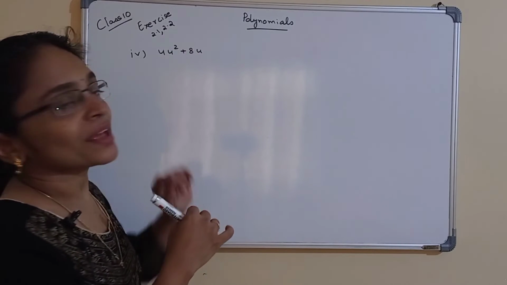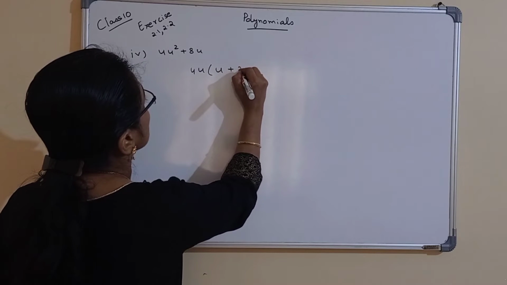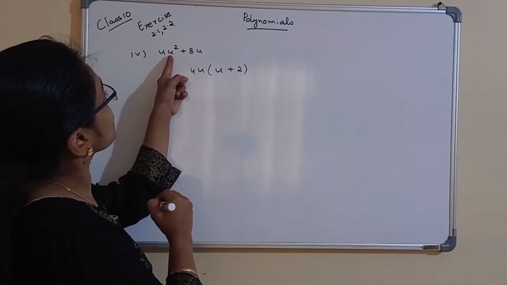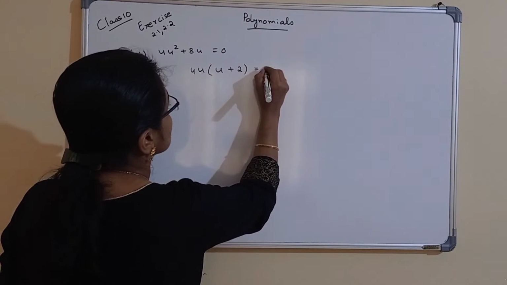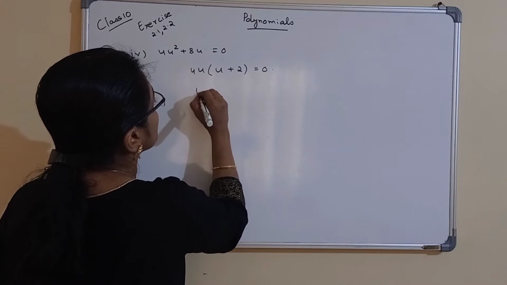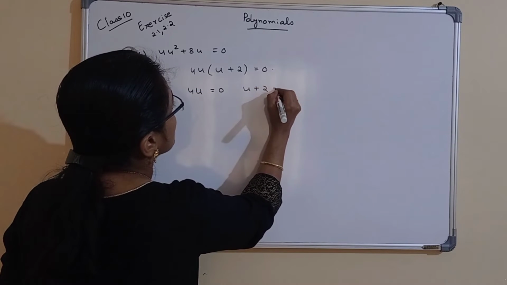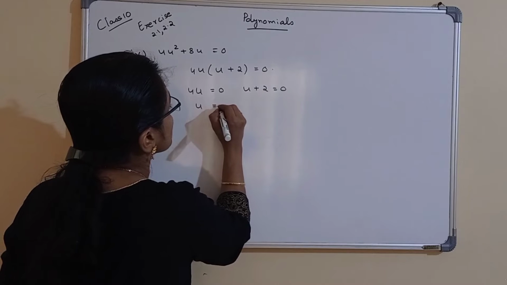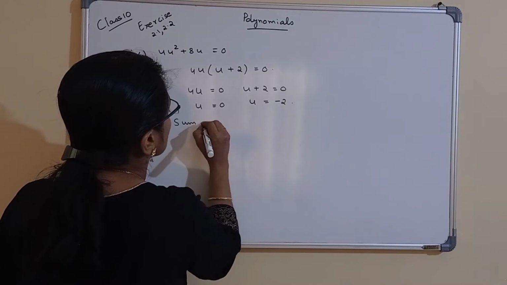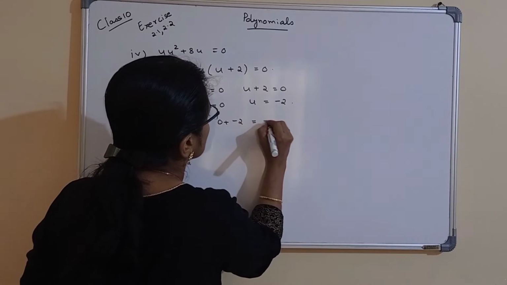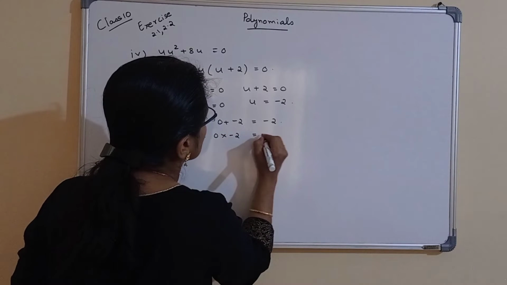Next is 4u square plus 8u. So what we can take as common? 4u, right? And u plus 2. So if we take 4u out from this, we will have 4u into u plus 2, and this is equal to 0. Which means 4u equal to 0 and u plus 2 equal to 0. And that means u equal to 0 and u is equal to minus 2. So what is the sum of roots? Sum equal to 0 plus minus 2, which is equal to minus 2, and product equal to 0 into minus 2, which is equal to 0.